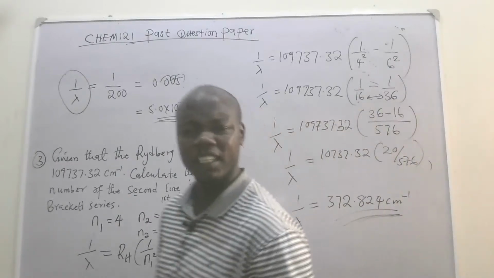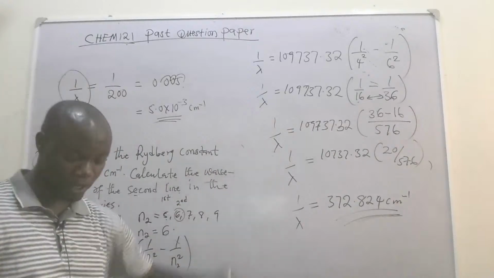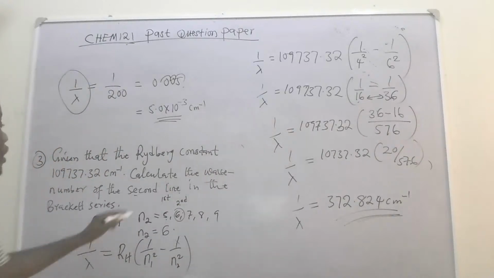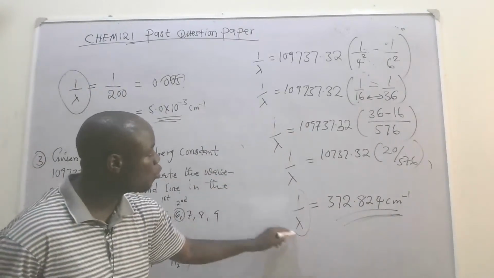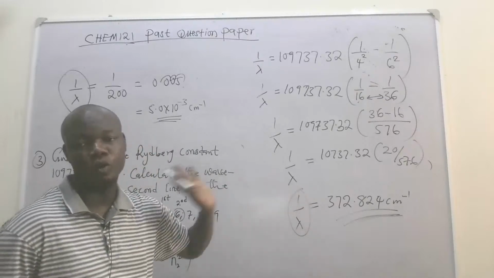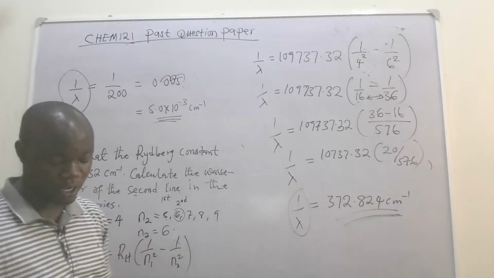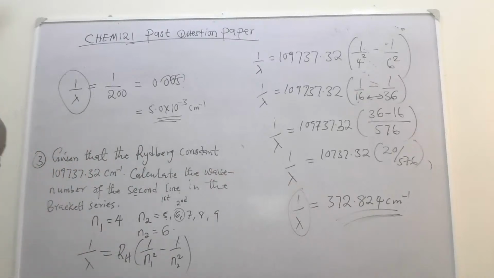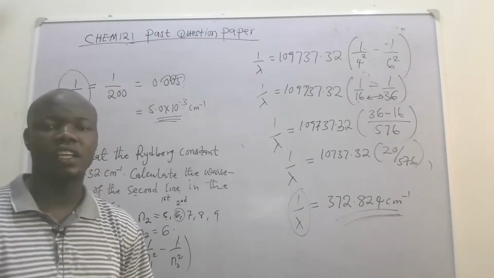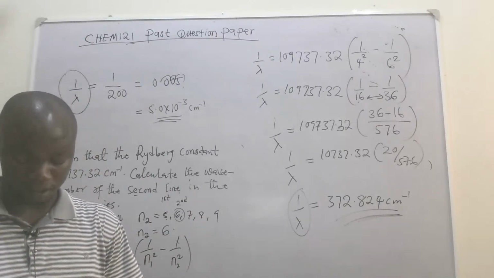So I hope, ladies and gentlemen, it is now clear. The question says we are to get wave number. Wave number is 1 all over lambda. So 1 all over lambda is this. I hope you are now clear and you understand how we arrive at this answer. Without wasting much of our time, please, is this question clear? Are you clear on this question?